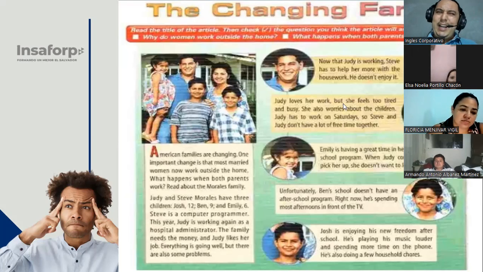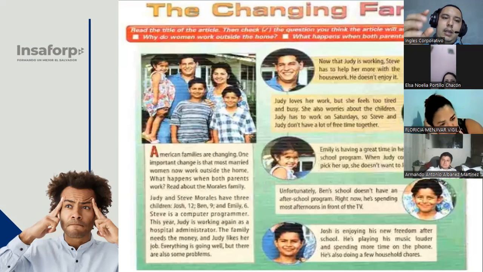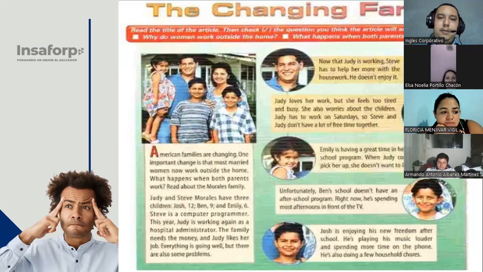I think it is kind of weird that some men don't like to help in the housework. I don't know why, but if you have your wife and the two of you work, and one of you arrives early at home, that one is going to start doing what needs to be done at home, like washing the plates, or maybe doing the laundry in the washing machine, and mopping or sweeping the floor.